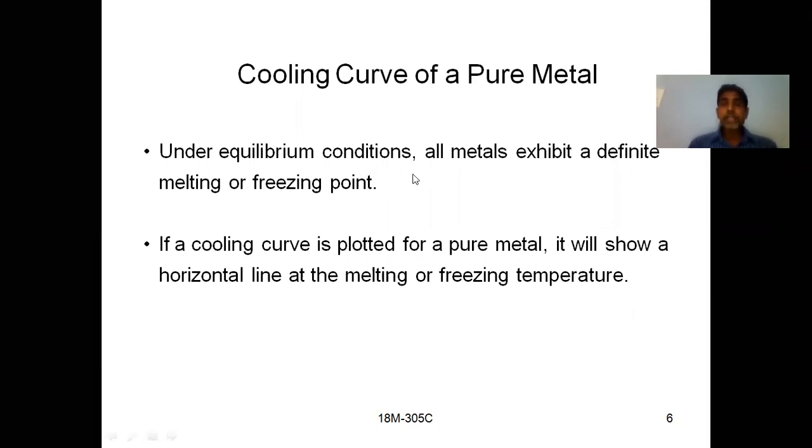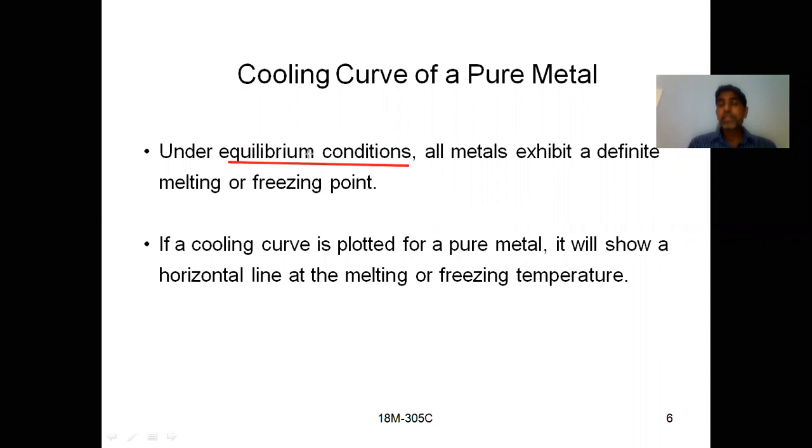Under equilibrium conditions, all metals exhibit a definite melting or freezing point. That means you should have equilibrium conditions. If something is changing, it will not exhibit a definite melting or freezing point. So we have to consider equilibrium conditions. This is very, very important, and you have to understand it carefully.